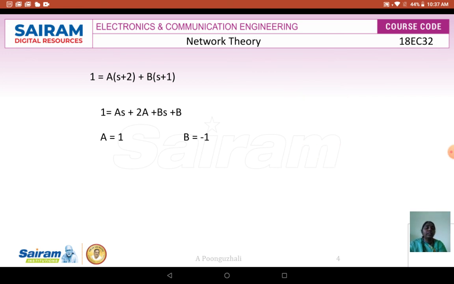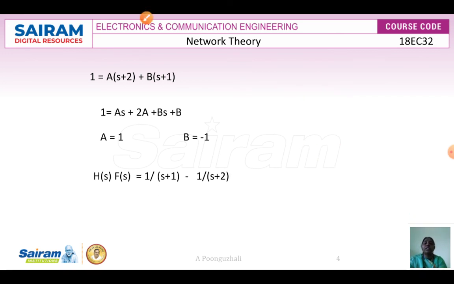So now we will substitute it. When I substitute it, my expression h of s f of s is equal to 1 by s plus 1 minus 1 by s plus 2. If I take the inverse Laplace, h of t convoluted f of t is equal to e power minus t minus e power minus 2t. So this is how you have to apply your convolution theorem and find out your convoluted value of the two signals here. Thank you.